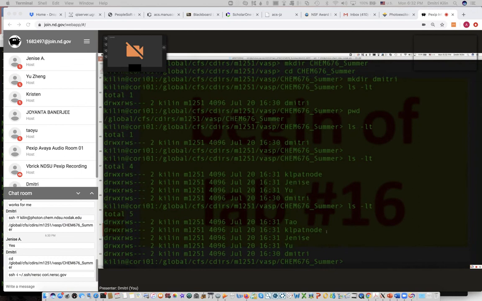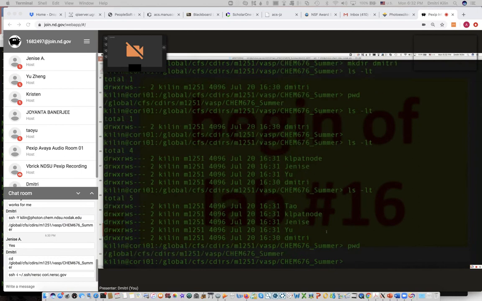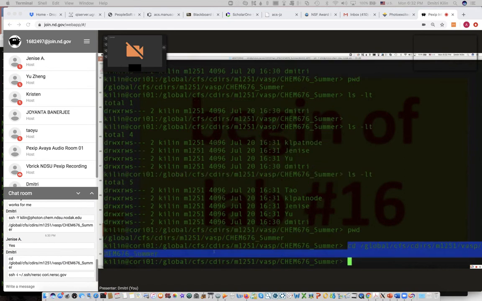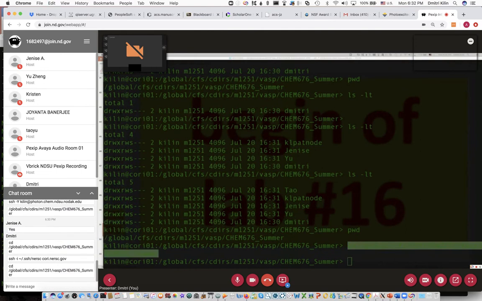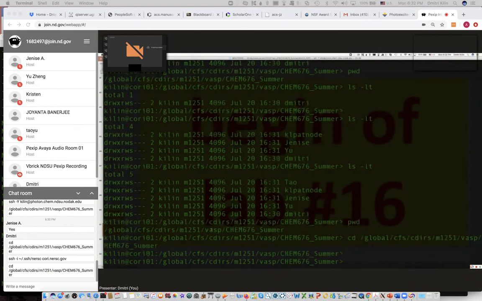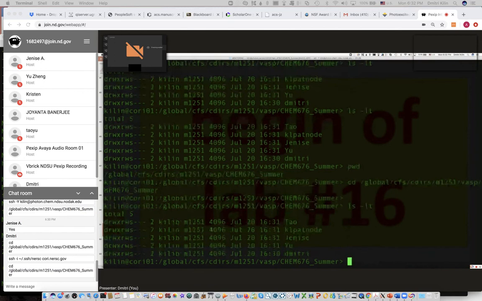And then do cd space and then copy. I'll just copy paste it, Control V. So go to this directory on the disk space, and make a directory for yourself.